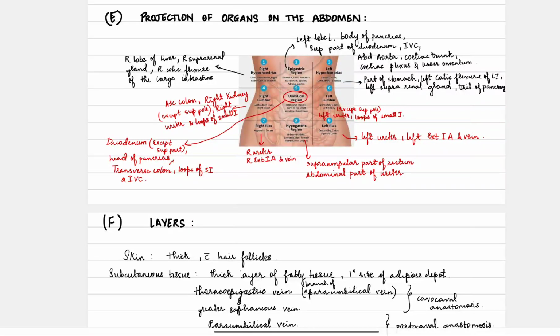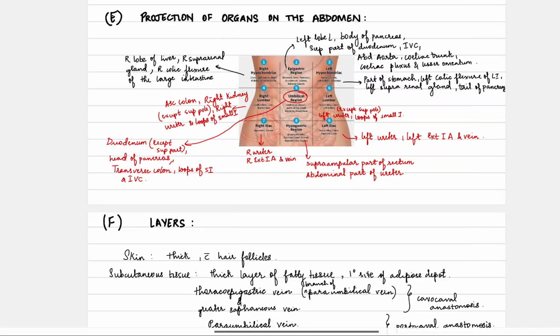In the umbilical region, what organs are present? Duodenum except the superior part, head of pancreas, transverse colon, loop of small intestine, and inferior vena cava. In the left lumbar region: descending colon, left kidney except the superior pole, which is in the left hypochondriac region, left ureter, and loop of small intestine.